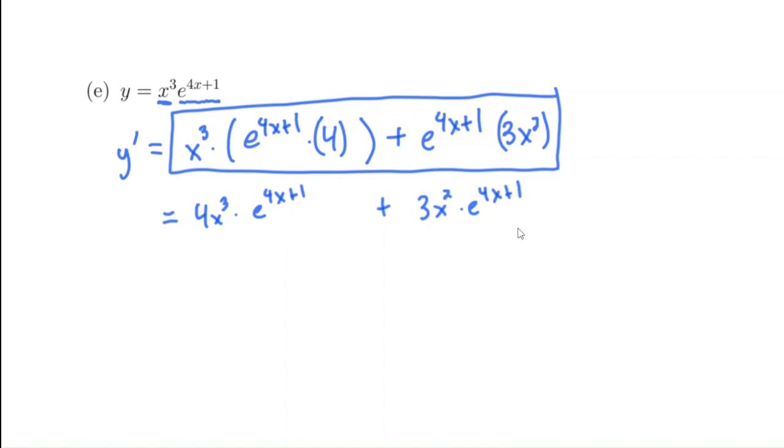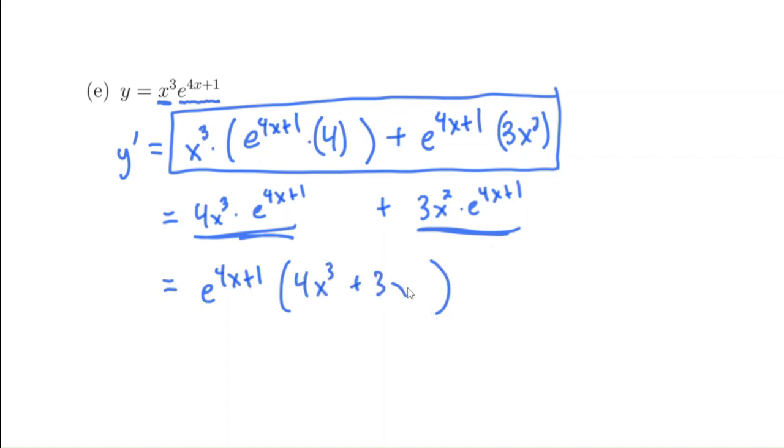In fact, notice we really have two terms. We have this term here and this term here, and they have an e to the 4x plus 1 in common. So you could actually factor out the e to the 4x plus 1 and write it like this: e to the 4x plus 1 times 4x cubed plus 3x squared. Okay, and write your answer like this.